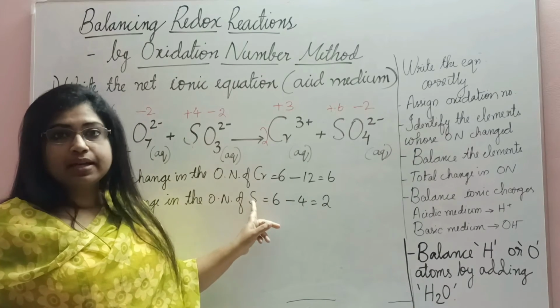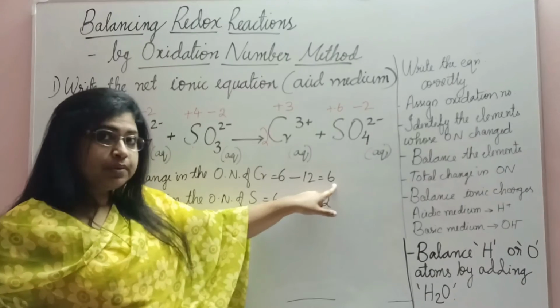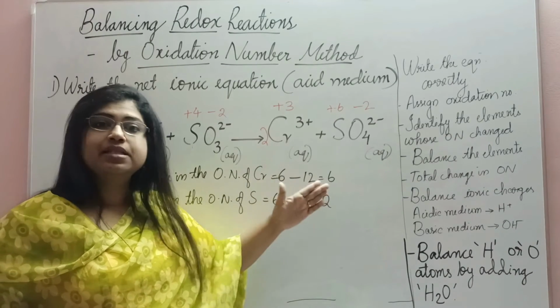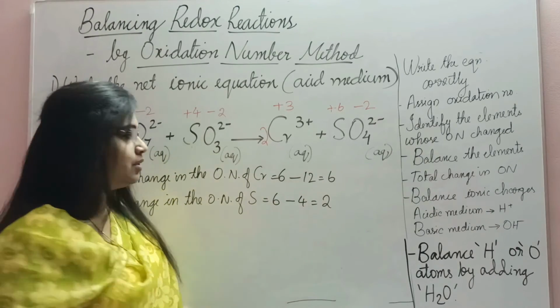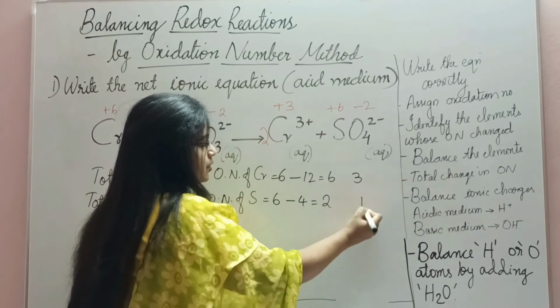But we have to equalize this total change for both chromium and sulfur. Here, for chromium it is 6, for sulfur it is 2. Take their simplest ratio. Divide both 6 and 2 by 2. We will get 6 divided by 2, 3. Here it is 1.